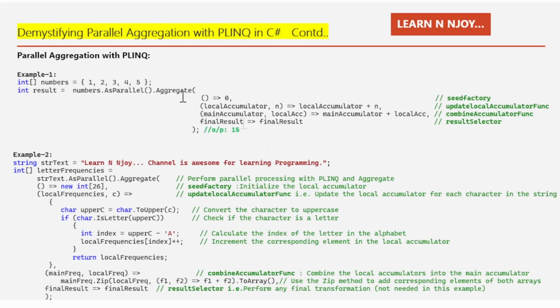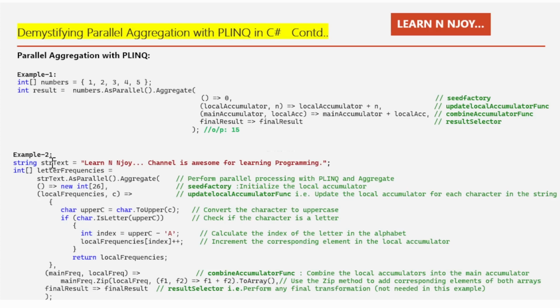And whatever the aggregate operation performs and gives as the value, we are storing into the variable named result of int data type. So in this example, I showed how to perform parallel aggregation with PLINQ in C#, where the elements of an array are aggregated in parallel using the aggregate method, which specifies a seed factory, update local accumulator function, combine accumulator function, and result selector. Now let's see example number 2, where I have used parallel aggregation with a string to calculate letter frequency.